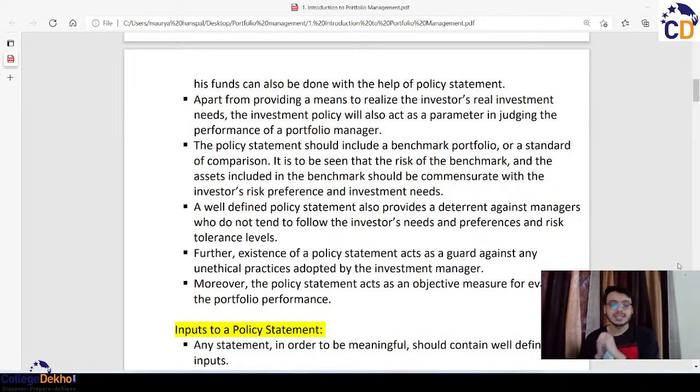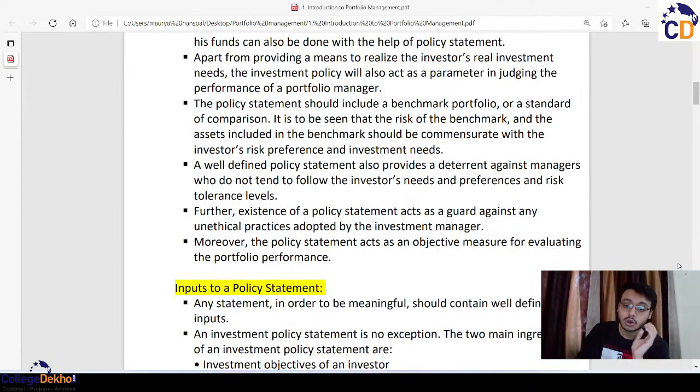A well-defined policy statement also provides a deterrent against managers who do not tend to follow the investor's needs, preferences, and risk tolerance levels. A portfolio manager should match all of these, whatever objectives, constraints, and risk appetite you have put in front of them. He is responsible for following everything, and if he is not, you can question his stock picking ability, or question his work, and he can be sued as well. Further, the existence of a policy statement acts as a guide against any unethical practices adopted by the investment manager. So all these things must be known to you.